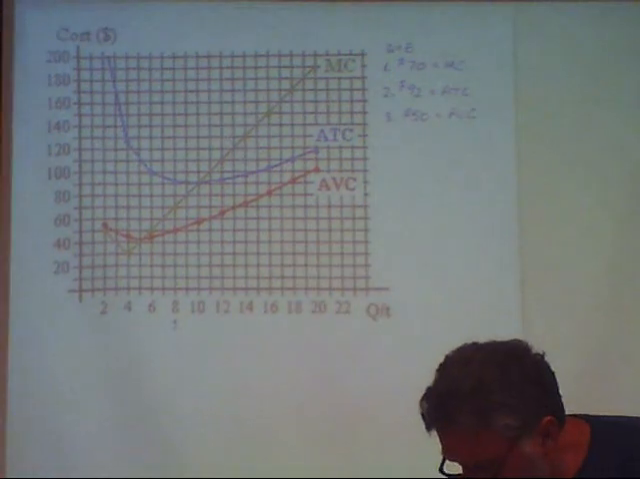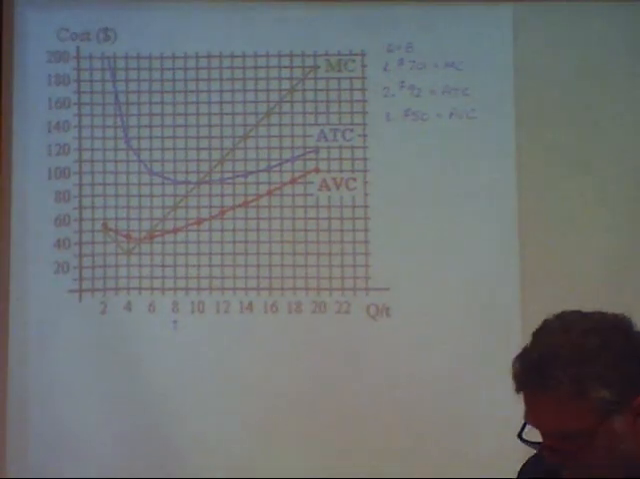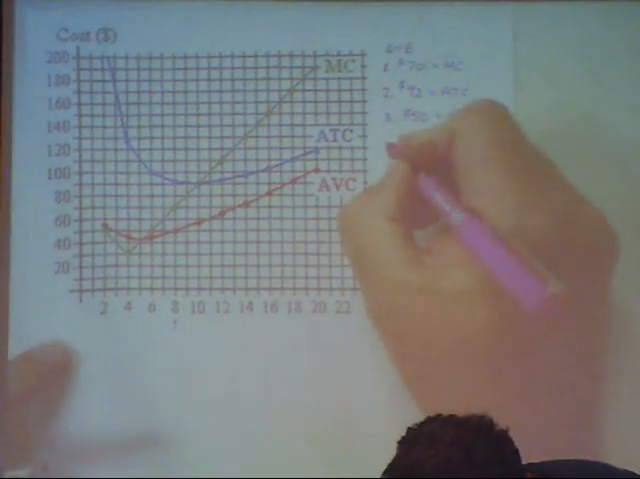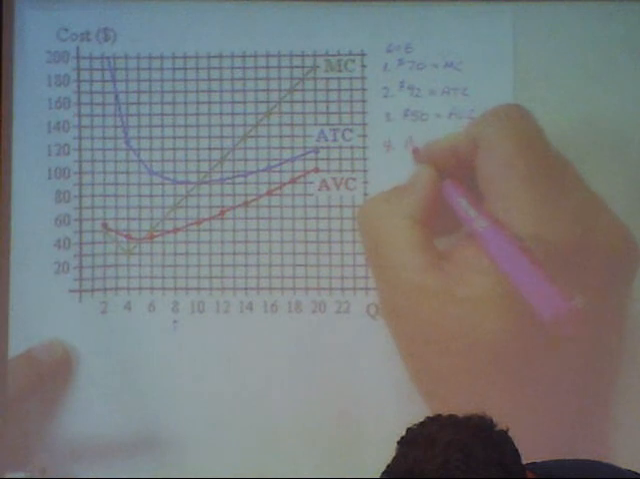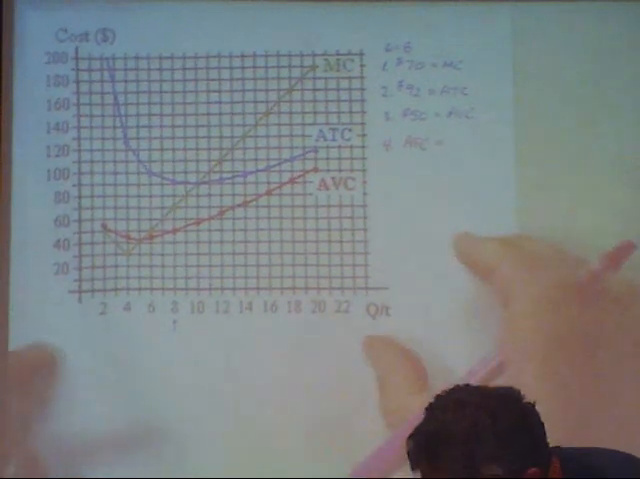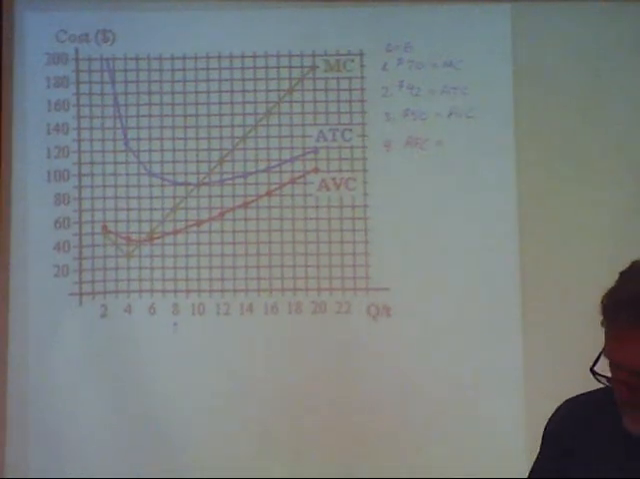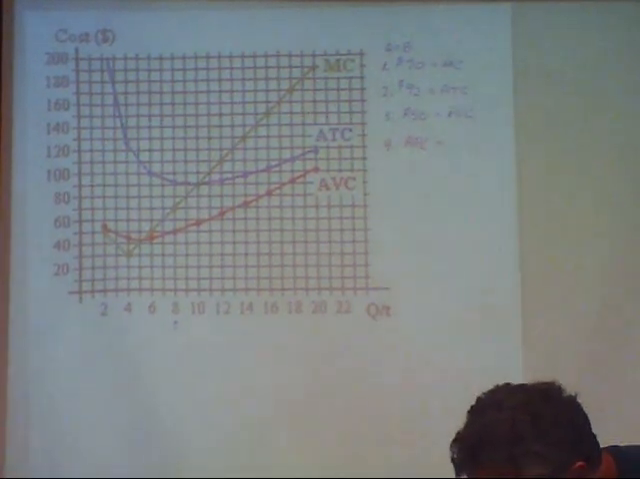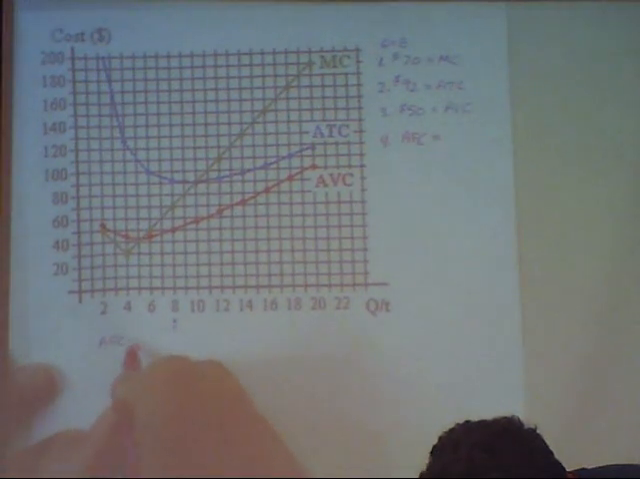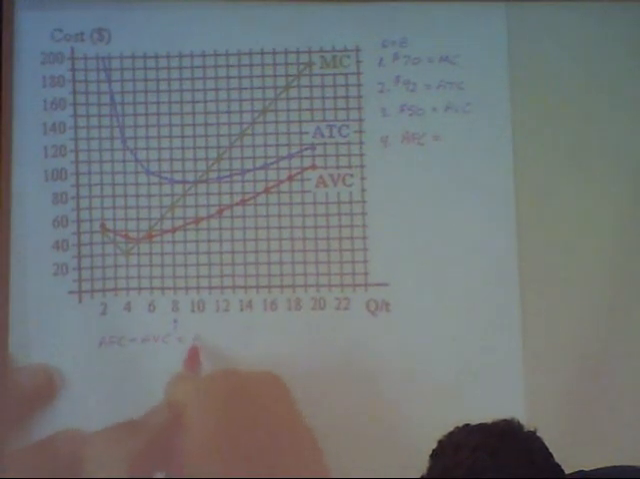So the next question now is, what is the average fixed cost of making 8 widgets? Now, you can't get this from the graph because there's no AFC function anywhere on the graph. There's an ATC and there's an AVC, but there's no AFC. To figure out what the average fixed cost is, you need to know that the average fixed cost plus the average variable cost equals the average total cost.